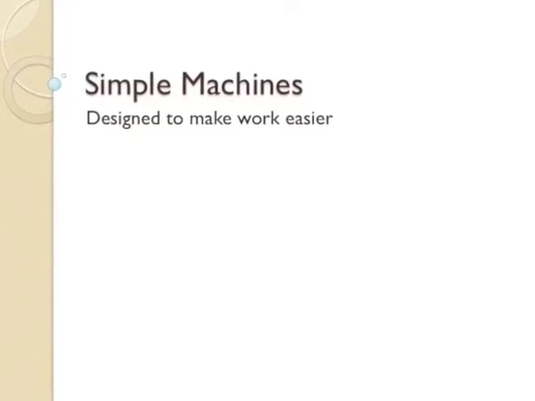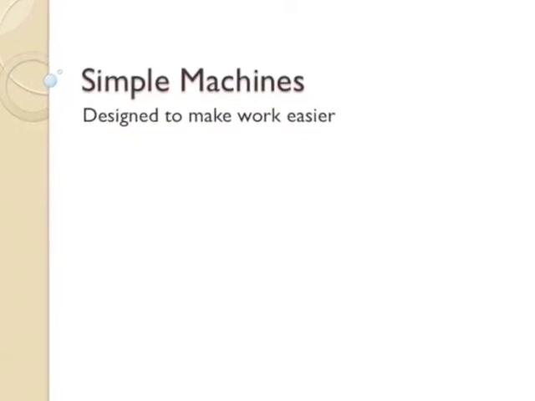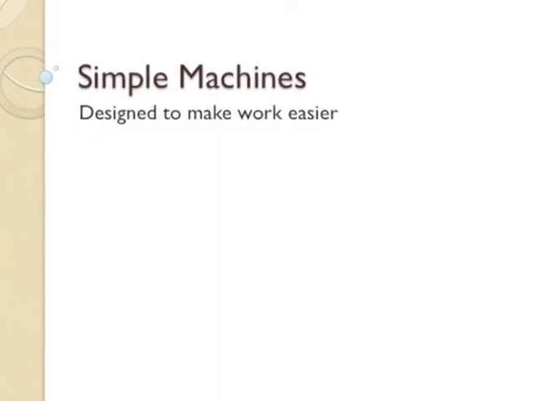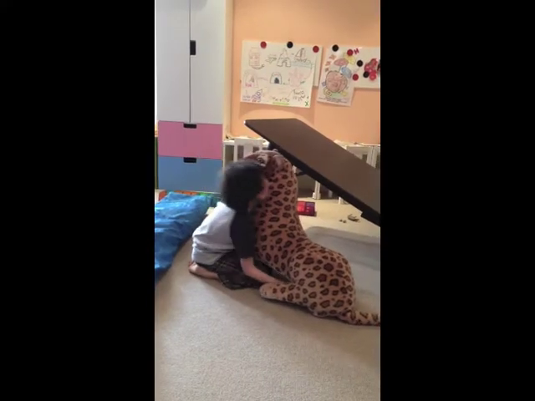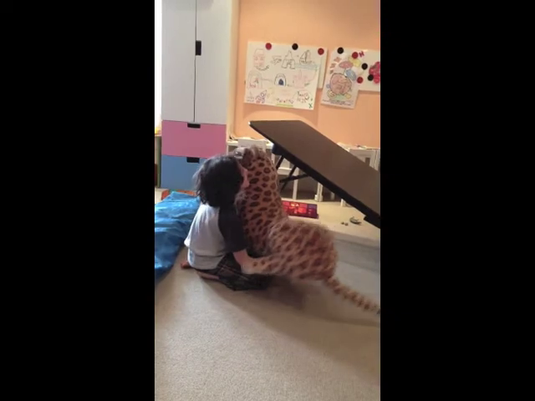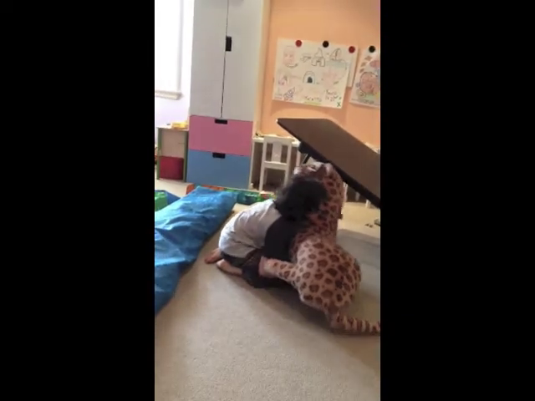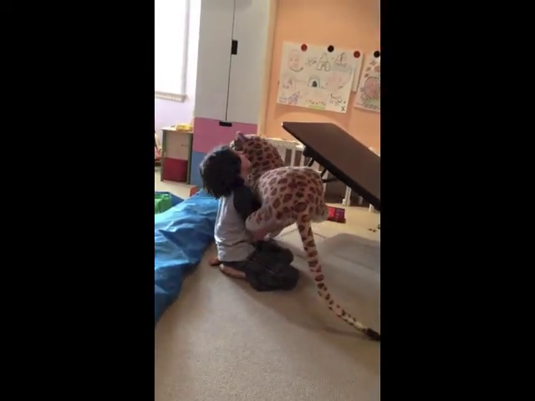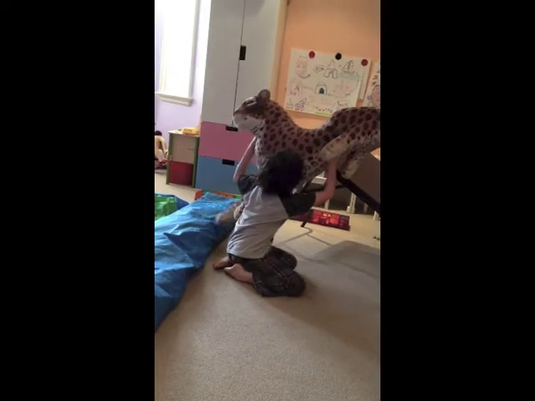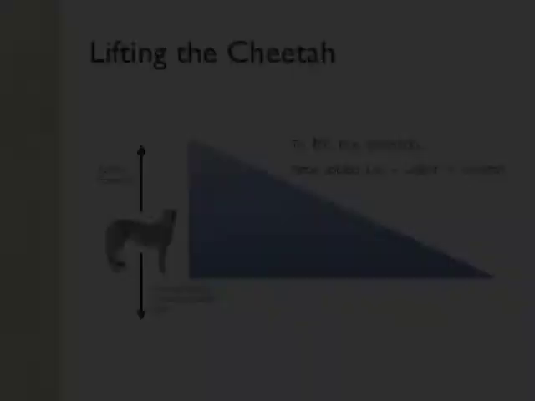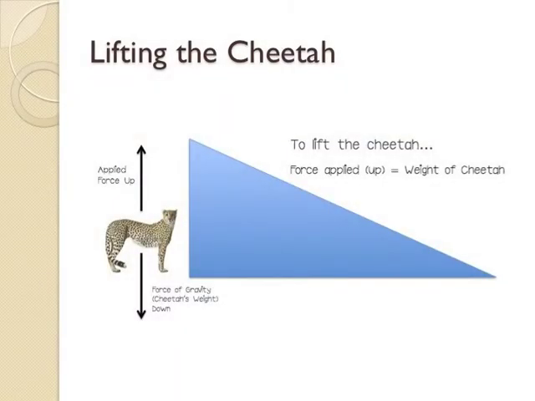The reason we have simple machines is simply to make work easier. For some reason, this boy wants to lift the cheetah to the top of the table. Unfortunately, the cheetah is pretty heavy, and it's difficult for him to lift. When lifting the cheetah, the boy has to apply the same amount of force that's equal to the weight of the cheetah. So, the heavier the cheetah, the more force he has to apply to lift it.